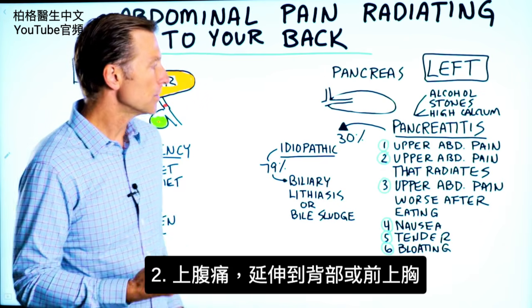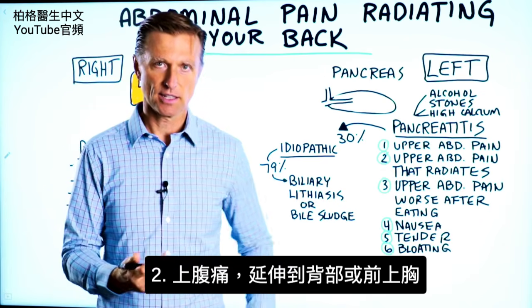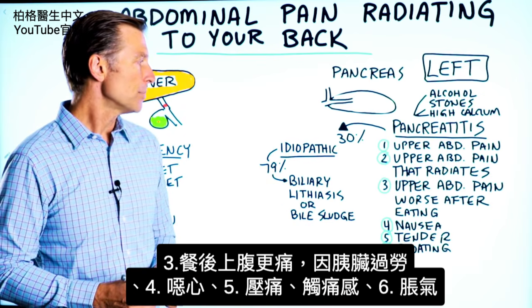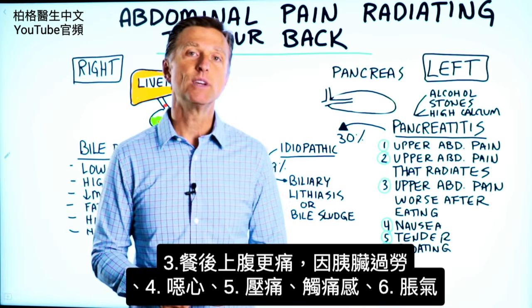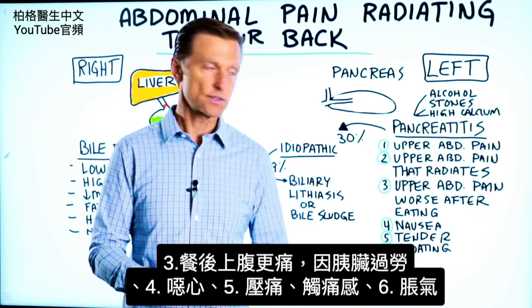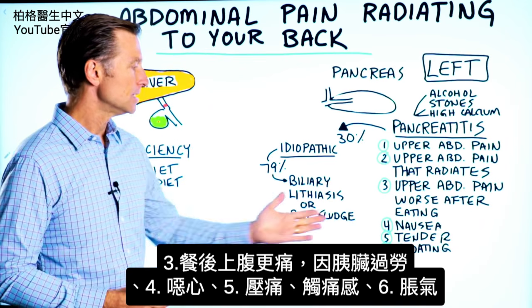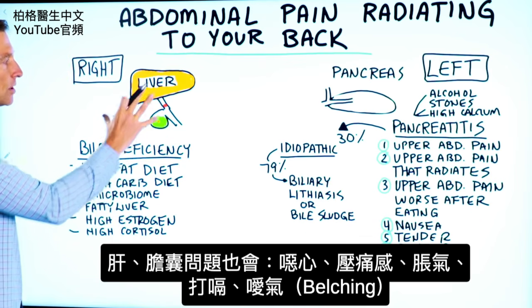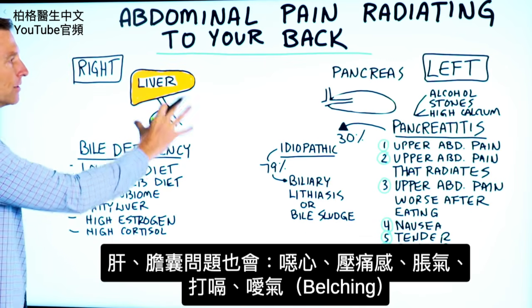The second one would be upper abdominal pain that radiates, okay? It could radiate around here or come up through here. Third one is upper abdominal pain that's worse after you eat because you're straining the pancreas. Nausea, tenderness, bloating. But you could also have nausea, tenderness, bloating, burping, belching if you have a problem over here as well.